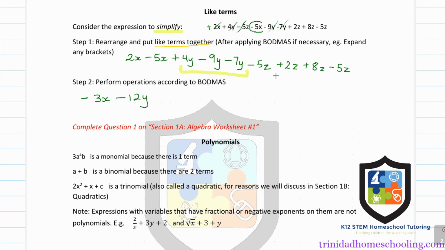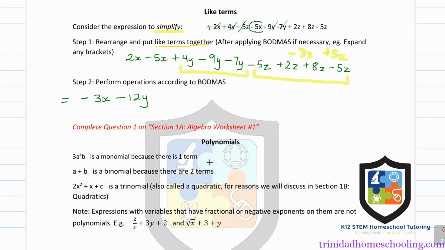Now let's look at the z's. We have minus 5z plus 2z plus 8z minus 5z. Let's see. Minus 5z plus 2z will give me negative 3z. Negative 3z plus 8z will give me positive 5z. And positive 5z minus 5z will give me 0, right? So our answer is only minus 3x minus 12y. And this cannot be simplified any further.